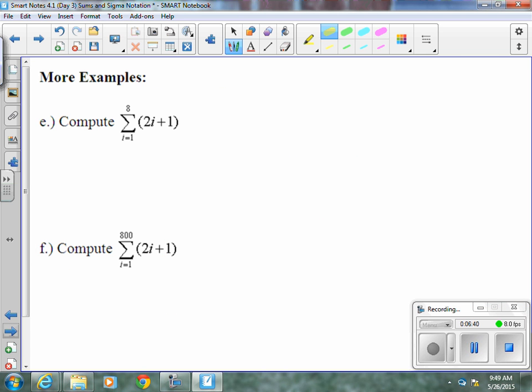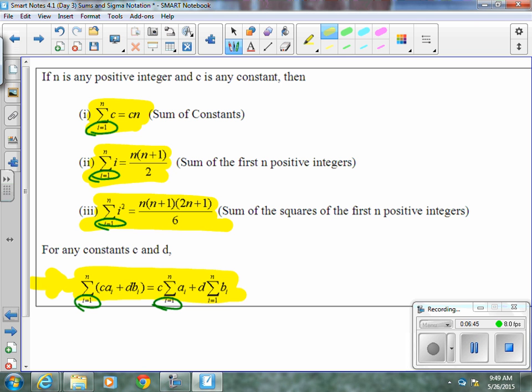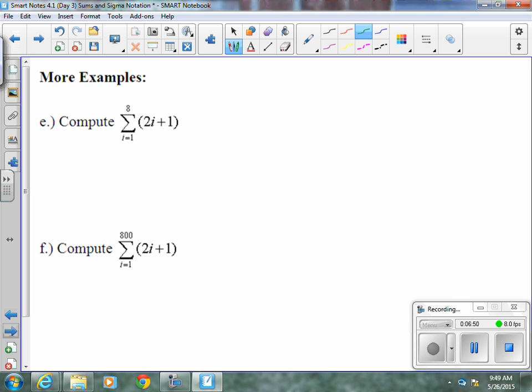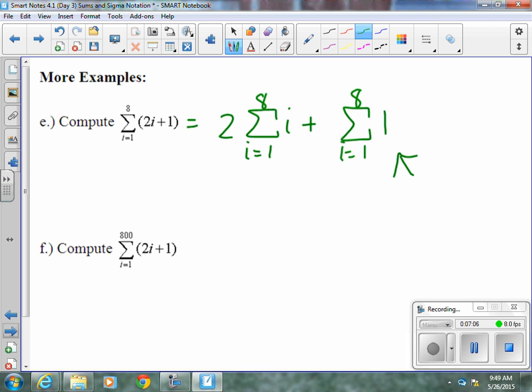Let's try one. So, using our rule, this bottom rule for constants, we can do this first one because we can break it up. This is the same thing as 2 times the summation from i equals 1 to 8 of i plus the summation of i equals 1 to 8 of 1. We cannot pull this 1 out because it's by itself. If it were multiplied by something with an i in it, we could pull it out. But because it's by itself, we are not able to.